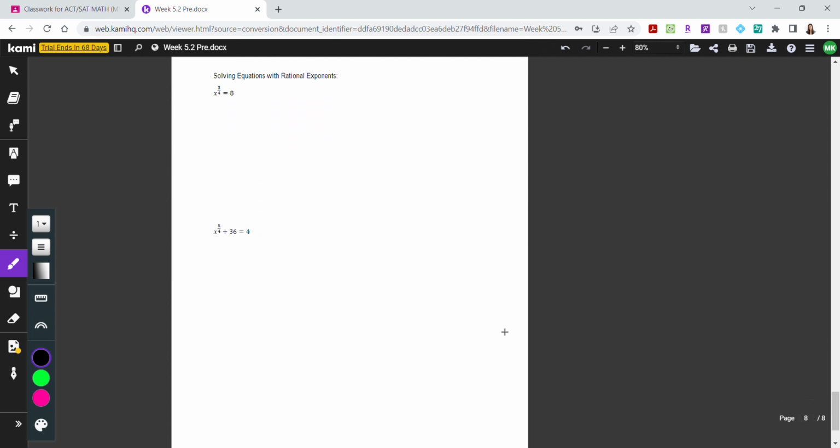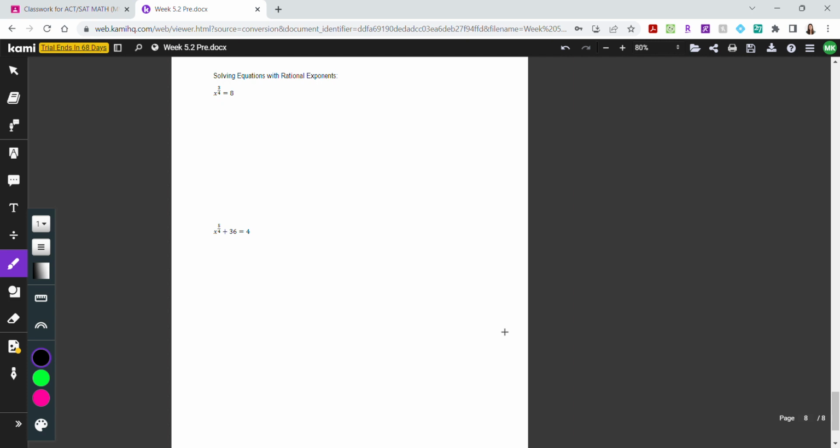Now, on to the last thing of the day, solving equations with rational exponents. Like I say, it's really handy to be able to switch back and forth between radical form and exponential form for your exponents when you have a fraction. So let's actually look at this. So we have x to the power of 3 over 4 equals 8.